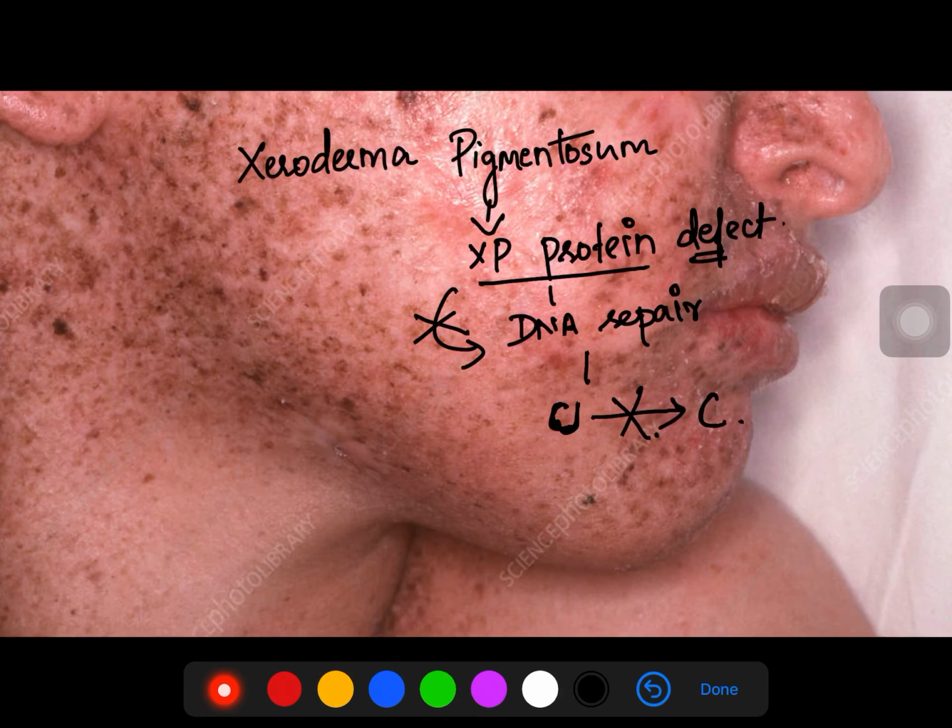The mutated form will be present, which cannot be corrected. So this is the condition of xeroderma pigmentosum, which is a genetic disorder. It is an autosomal recessive disease.